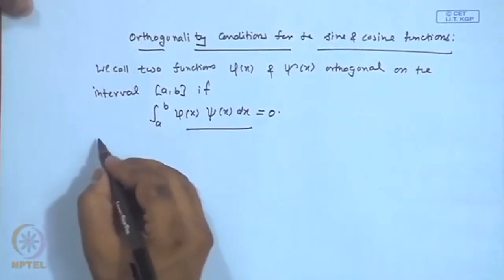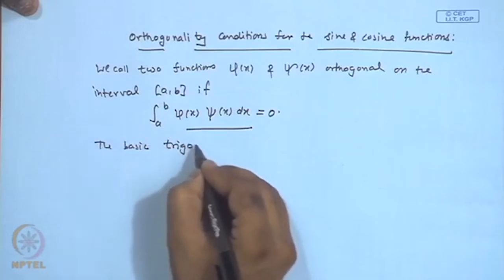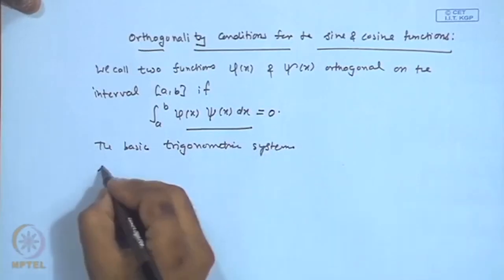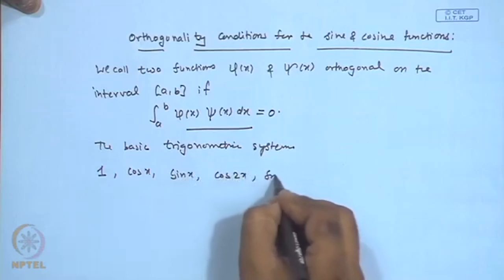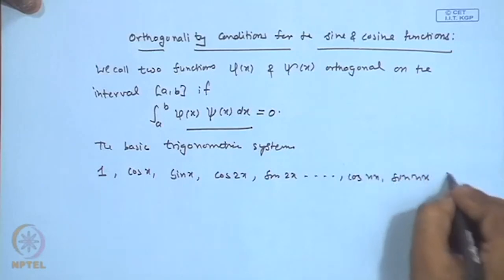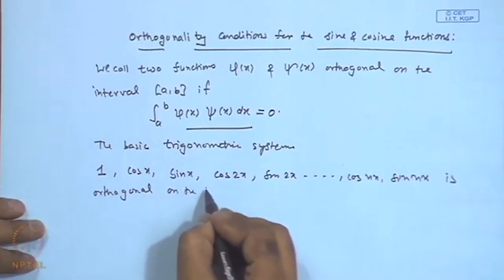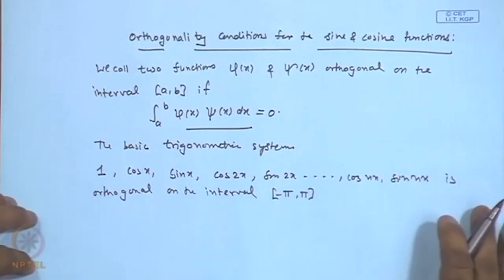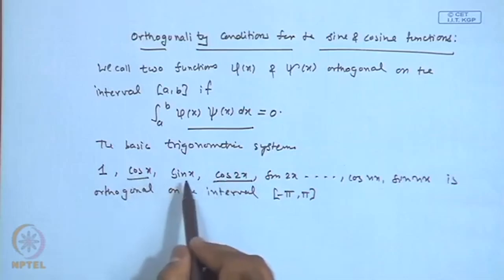And with this definition, we can say that the basic trigonometric system of period 2 pi, that is 1, cos x, sin x, cos 2x, sin 2x, and so on, cos nx, sin nx, is orthogonal on the interval minus pi to pi. So, we shall prove that any two distinct functions, if we take, are orthogonal.